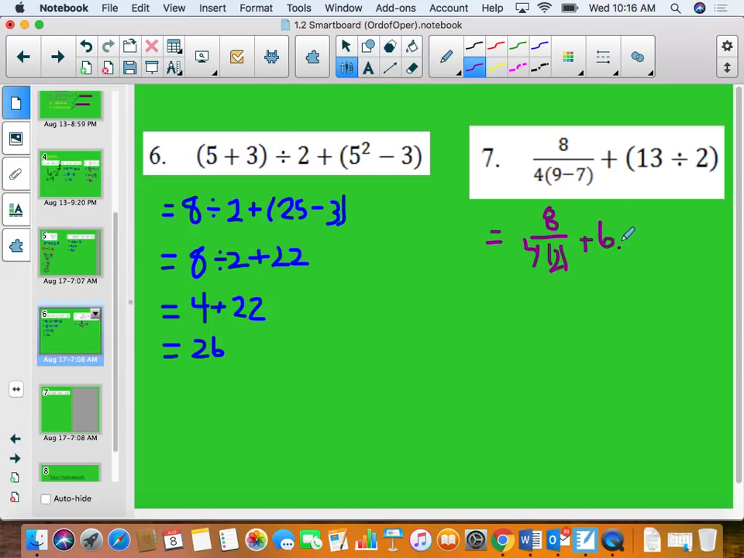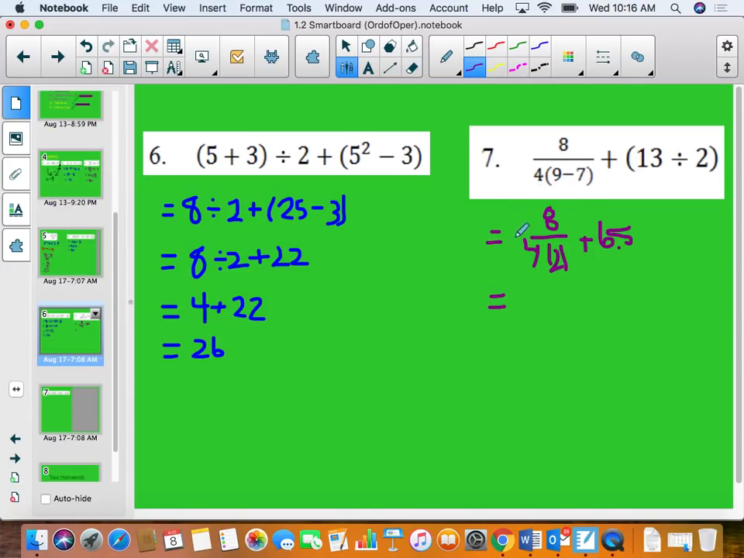So we have 6.5. So now we need to continue on. The next step in order of operations says exponents. We do not have any exponents here. So then I need to do any multiplication or division, and it says to work from left to right.